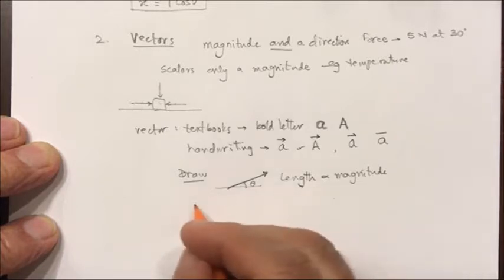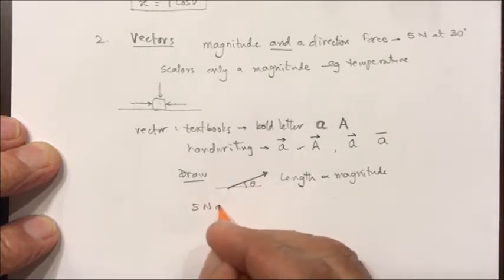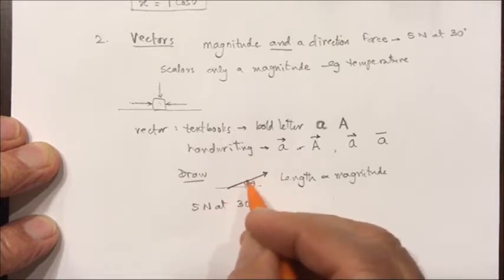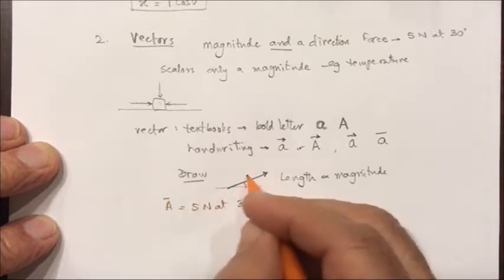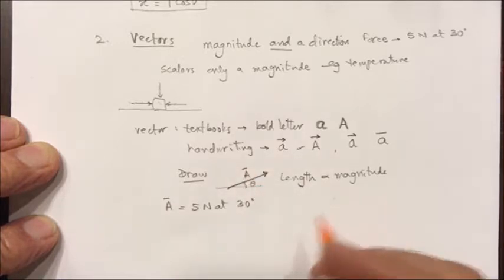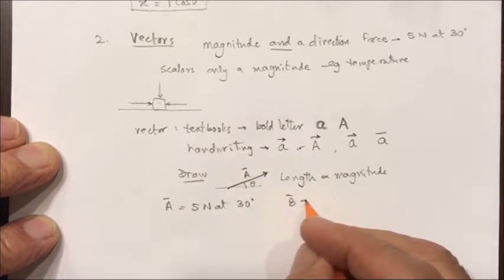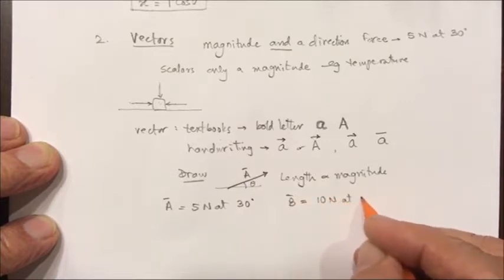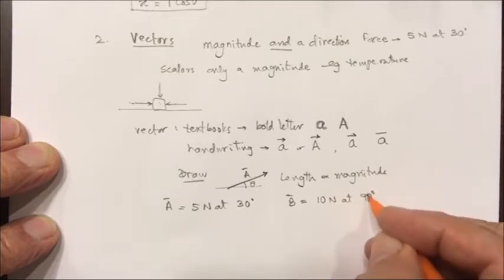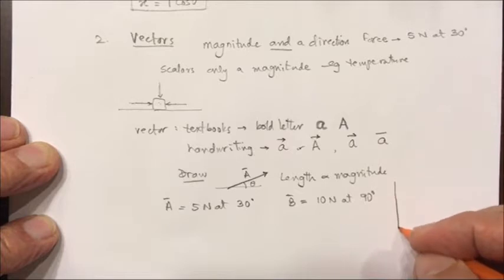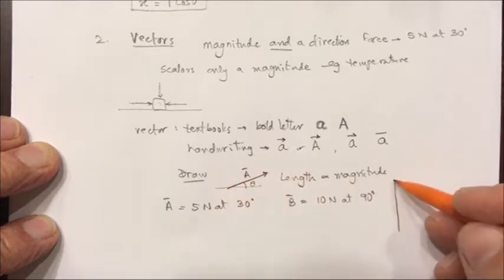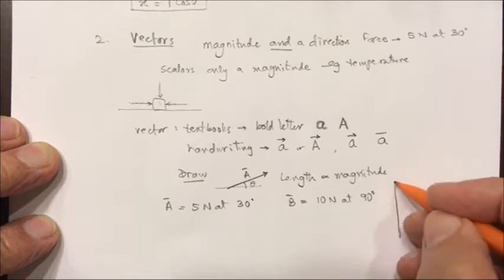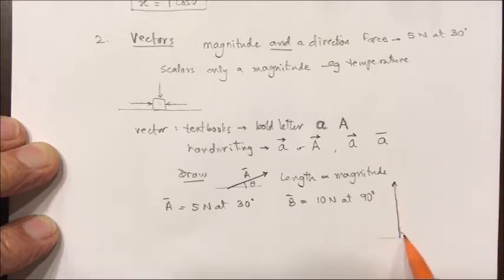So if we have, for example, 5 newtons at 30 degrees, it could be represented by this vector, and we call this vector A. That's the vector A. And if we have a vector B, which is, let's say, 10 newtons at 90 degrees, then that would be represented by a vector that's twice as long. This is 5 units. This one would be 10 units long, so twice as long, and pointed at an angle of 90 degrees with the x-axis.